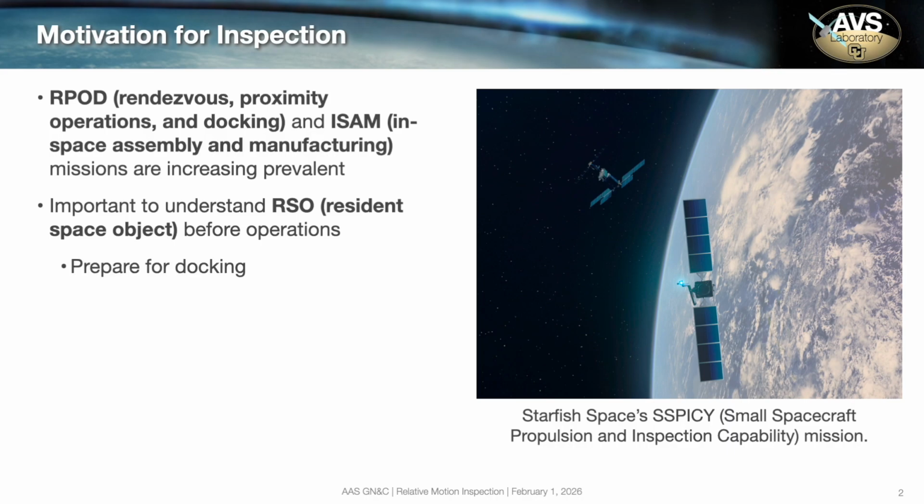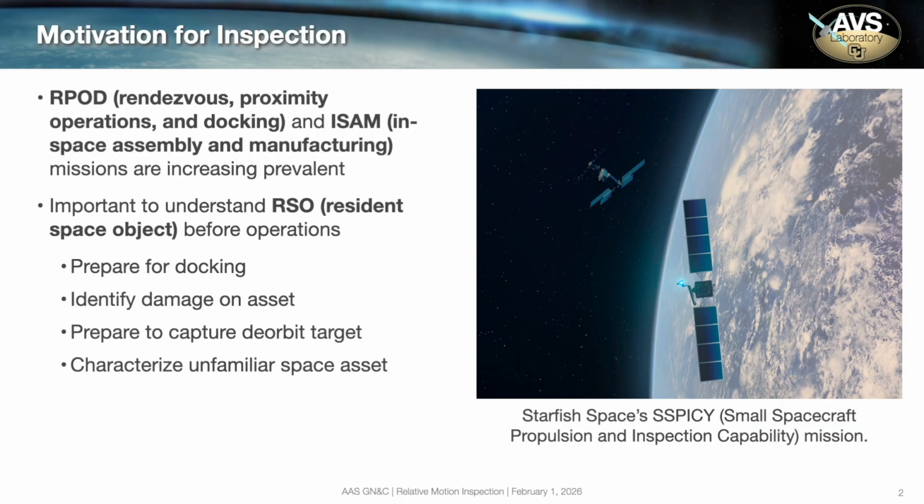These operations may be to prepare for docking. You may want to identify damage on an asset before repairing it. You may need to characterize a target before preparing to capture it for deorbiting. Or perhaps there's an unfamiliar space asset that you're trying to characterize. In all of these cases, there's an inherent risk present in proximity operations. We need to avoid any possible collisions.